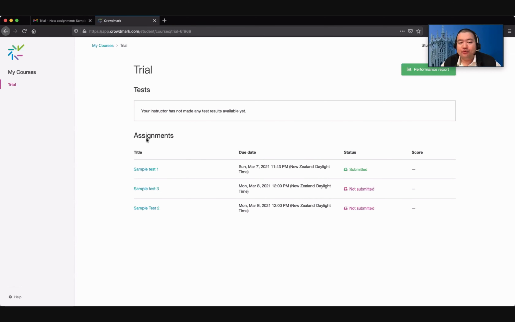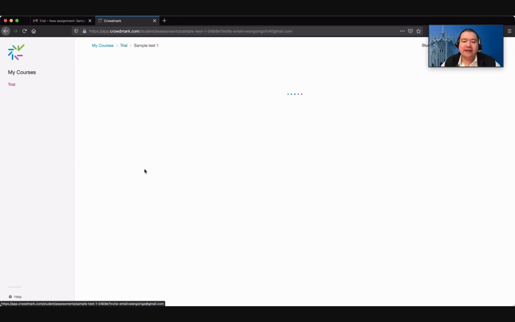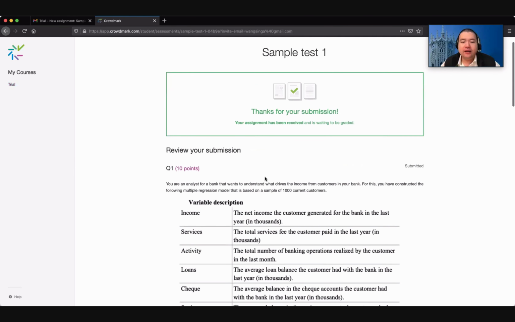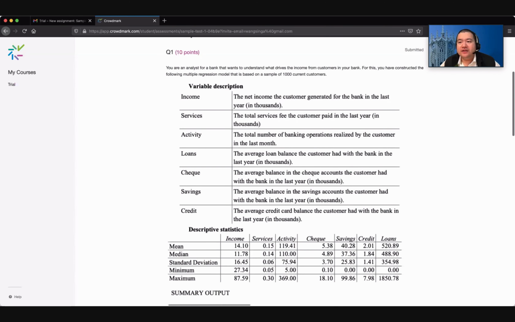So on the dashboard, you will see the final test. But again, you will not see the final test before 6 p.m. on Thursday night. Okay, so by 6 p.m. Thursday night, you can just directly go to CrowdMark, and it also will be shown on your dashboard. Okay, yeah. So let me just go to test 1. So for test 1, this is the first question.